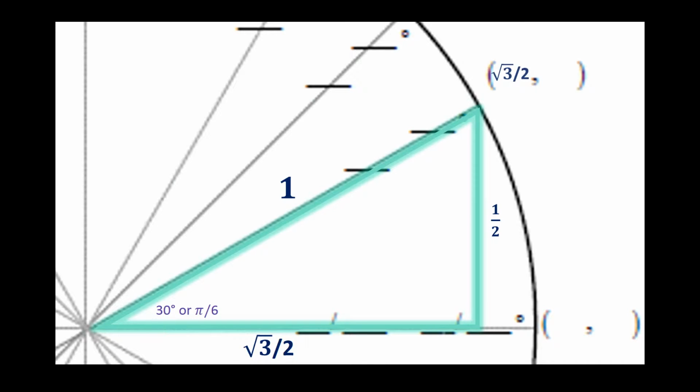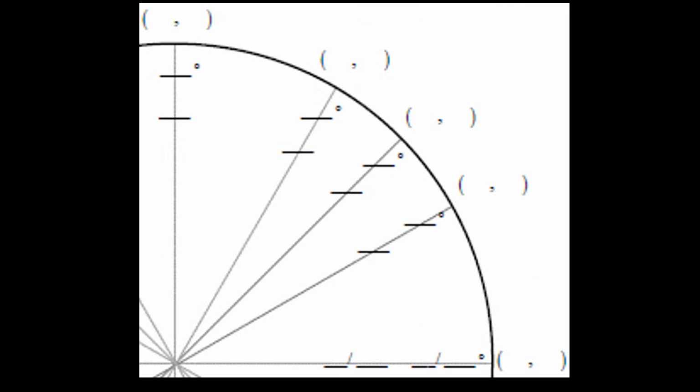The x value is root 3 over 2 because that is the cosine, and the y value is 1/2 because that is the sine. The angle for those coordinates is 30 degrees or pi over 6 radians.